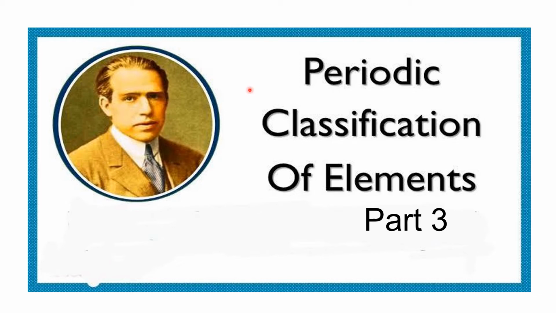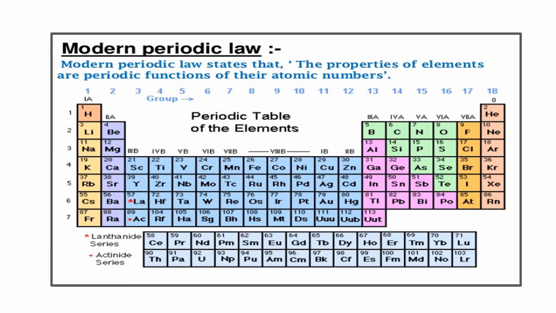Hello students, welcome to grade 10th chemistry class, and the topic which we are continuing is periodic classification of elements, session 3, part 3. So here in the previous class you have learned that Moseley's periodic table has given us the complete set of arrangement for which the elements can be arranged completely in this periodic table, and this is known as the modern periodic table and Moseley's periodic table.